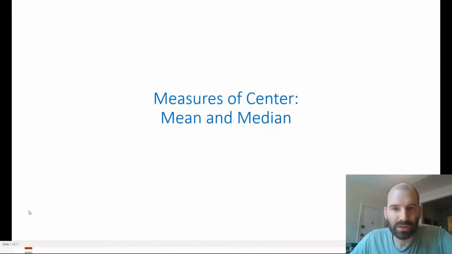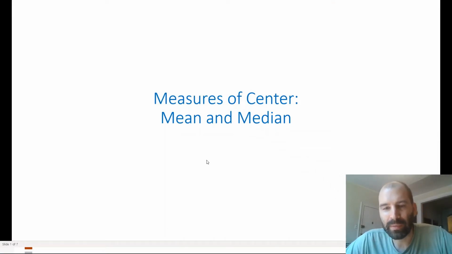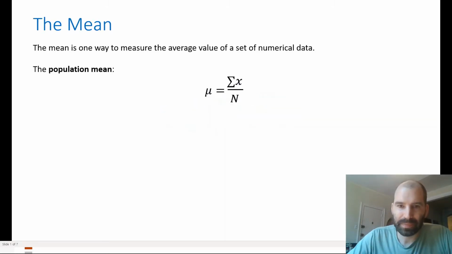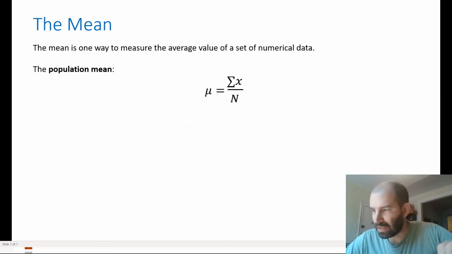Now we've already touched on one of these, that is the median, or the second quartile, same thing. And we talked about that in a previous video, so please refresh your memory on that, watch that video if you haven't already. In this video we're going to be talking about mean. And then we'll talk about the relationship between mean and median. How are they similar? How are they different? Okay, so let's talk about the mean here.